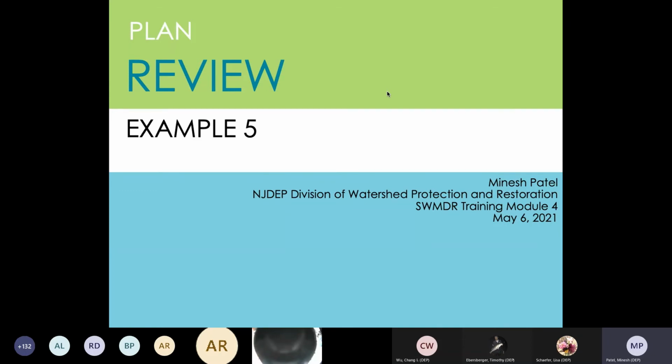Just to note though, this project was reviewed under the stormwater management rules effective before the March 2nd, 2021 date. So therefore the definition of major development and the threshold of the water quality design and performance standard used by the municipalities are not updated to the amended rules that were effective March 2nd. So we are going to review this project in the context of the old rules, but also remind you of how it should be reviewed under the amended rules.